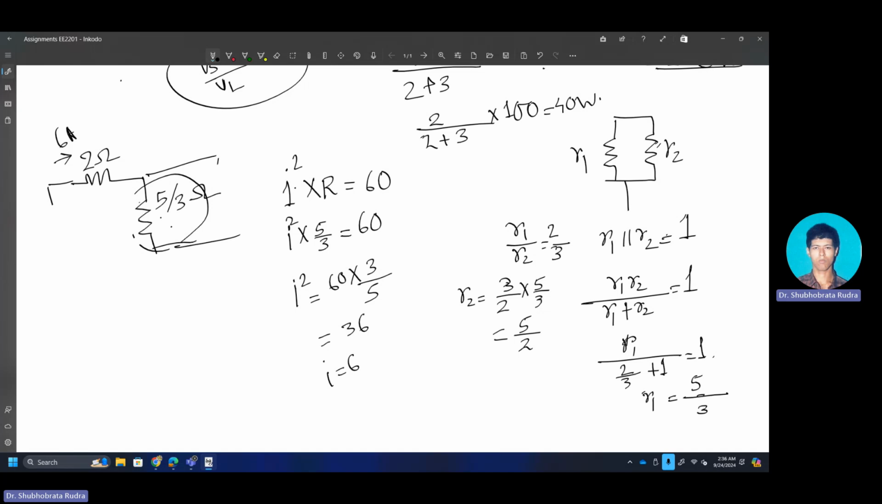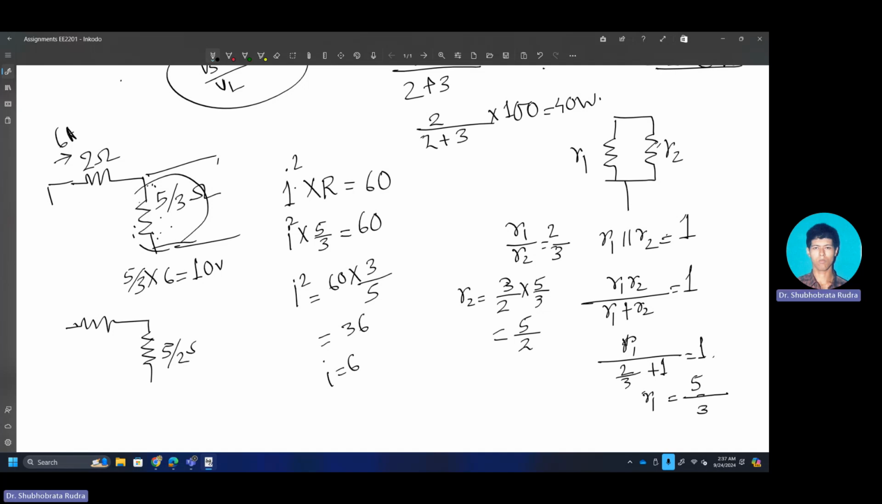You will have, so the same 2 ohm is there, say 12-volt drop is there, but how much is the voltage you are getting across this? That is 5 by 3 into 6, that means 10 volt. So the same voltage is here across this. Now, accordingly, you can figure out how much current will be flowing through that 5 by 2 ohm.